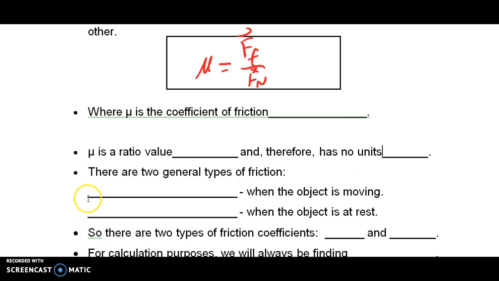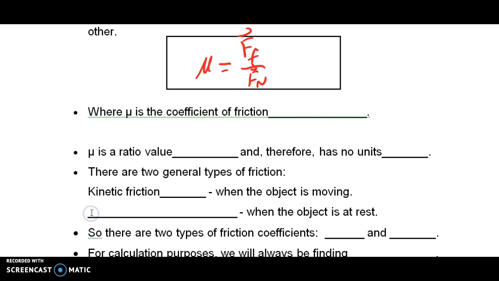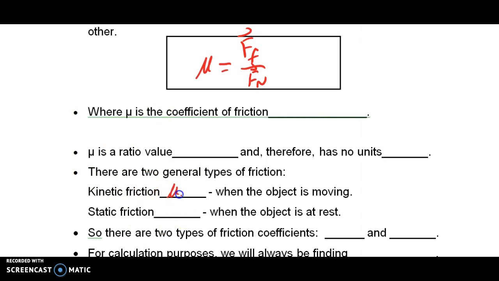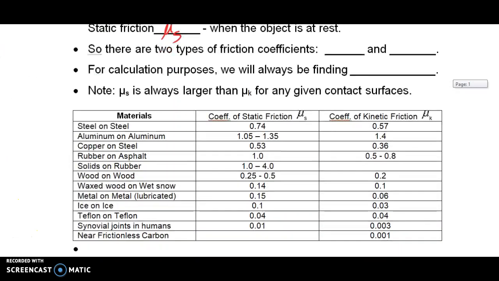Now there's two general types of friction. If the object is moving, what we're referring to is known as kinetic friction. On the other hand, if we're talking about an object at rest, it's known as static friction. The way we symbolize those is mu k, a little k, and mu s. For calculation purposes, in this course we're always going to be finding our kinetic friction.